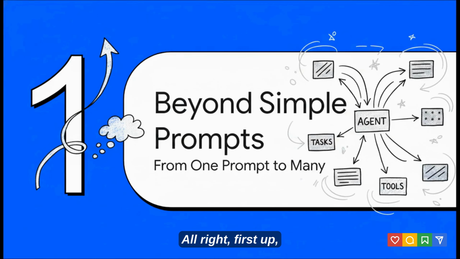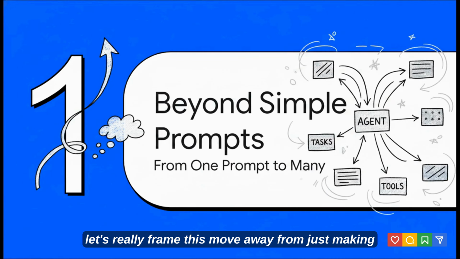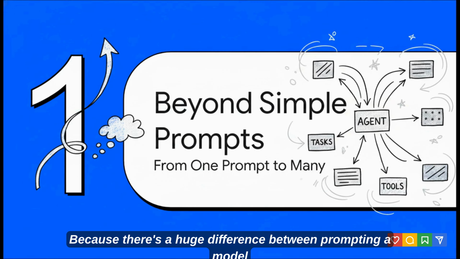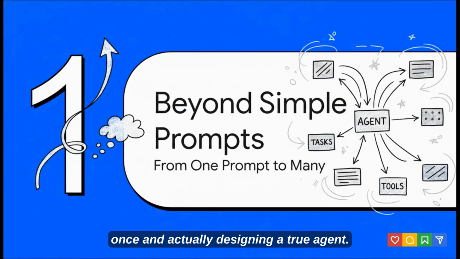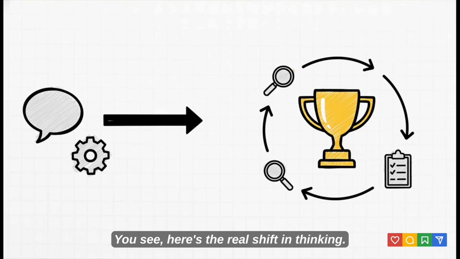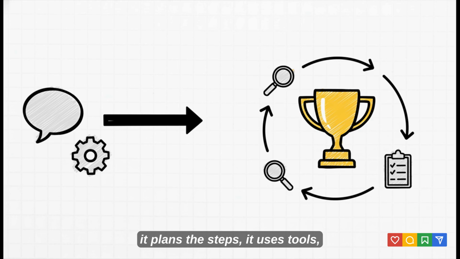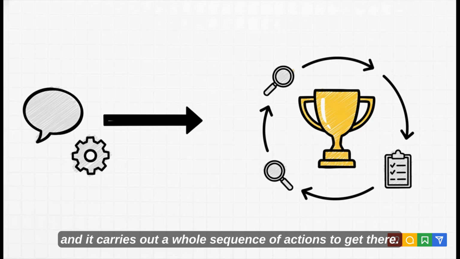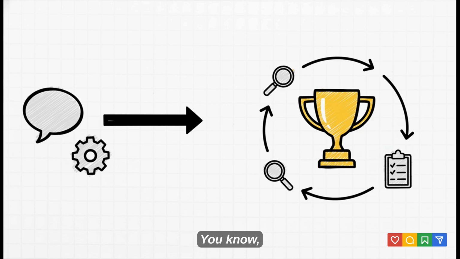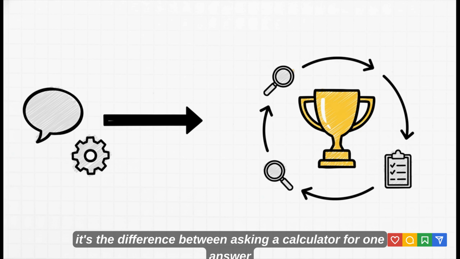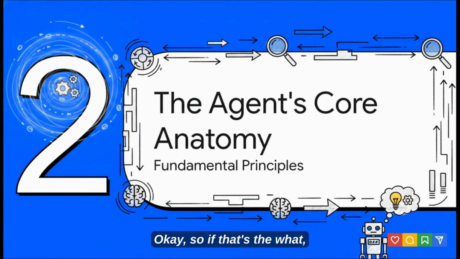All right, first up, let's really frame this move away from just making single API calls, because there's a huge difference between prompting a model once and actually designing a true agent. Here's the real shift in thinking. We are moving from a single request and response interaction to a continuous iterative loop. An agent gets a high-level goal, it plans the steps, it uses tools, and it carries out a whole sequence of actions to get there. It's the difference between asking a calculator for one answer and hiring a financial analyst to manage your entire portfolio.